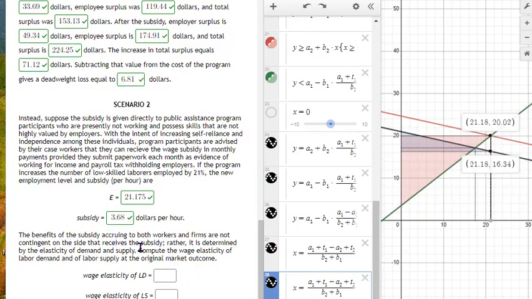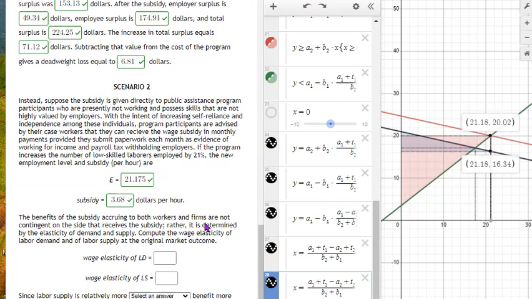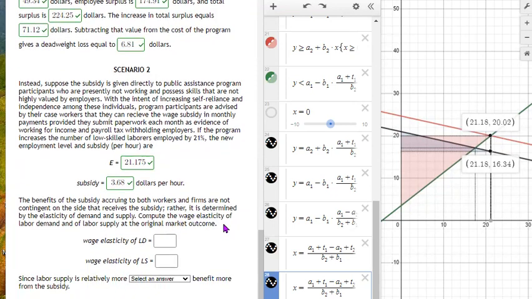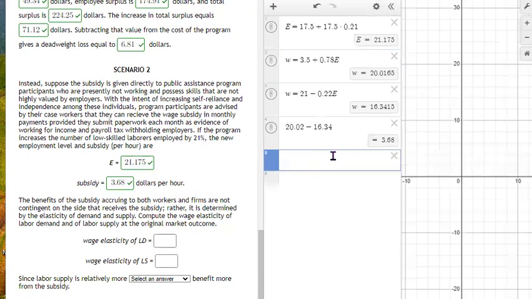The benefits of the subsidy accrue to both workers and firms and are not contingent on the side that receives the subsidy. Rather, it is determined by the elasticity of demand and supply, right? So we're going to compute the wage elasticity of labor demand and labor supply at the original market outcome. So let's go back here.